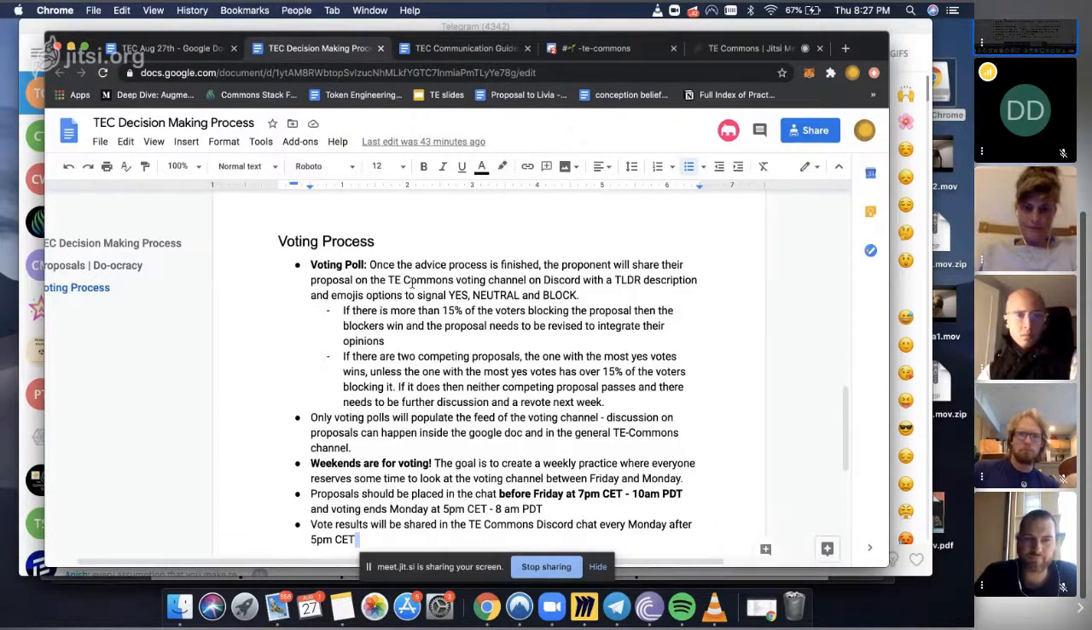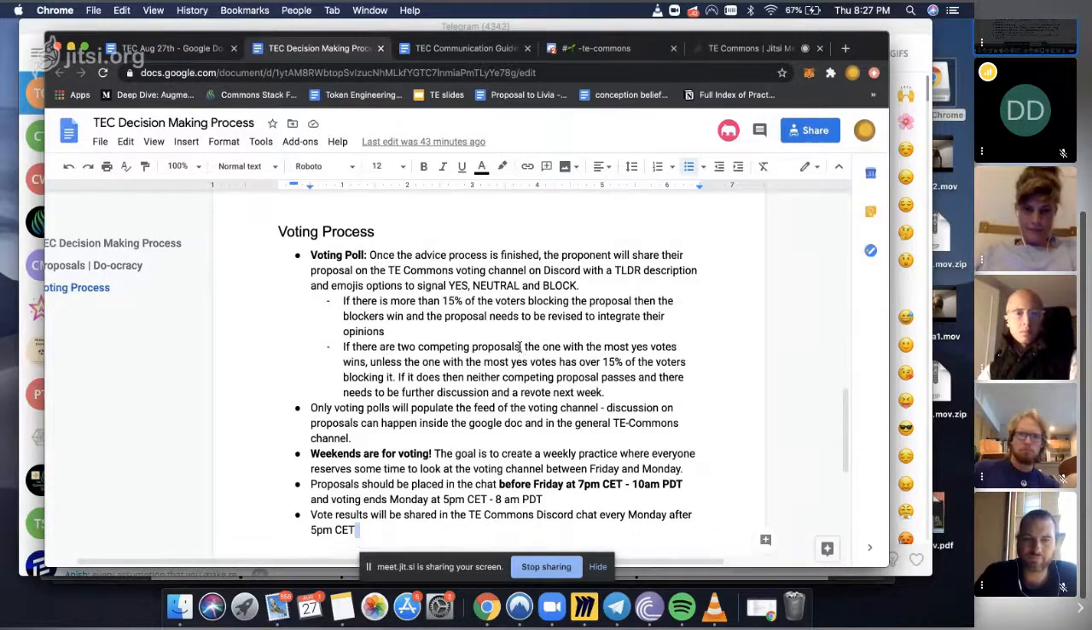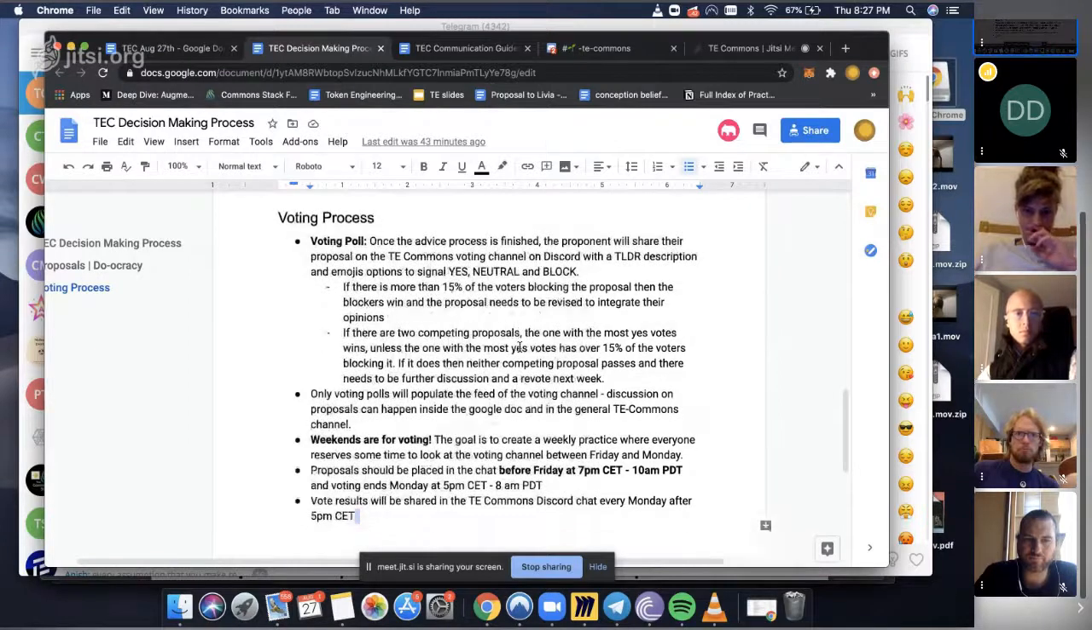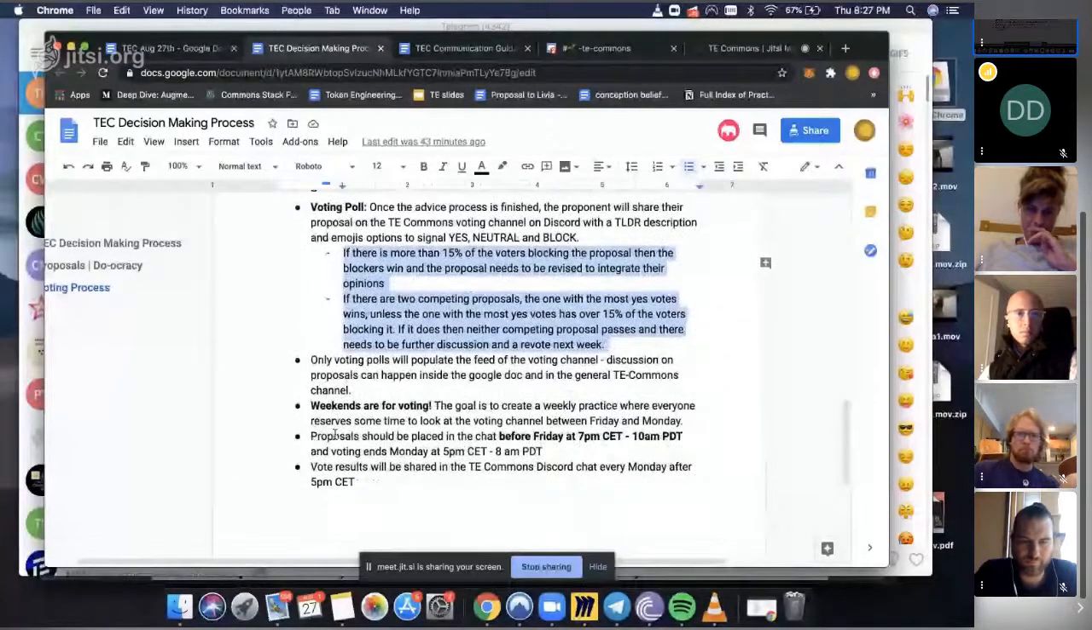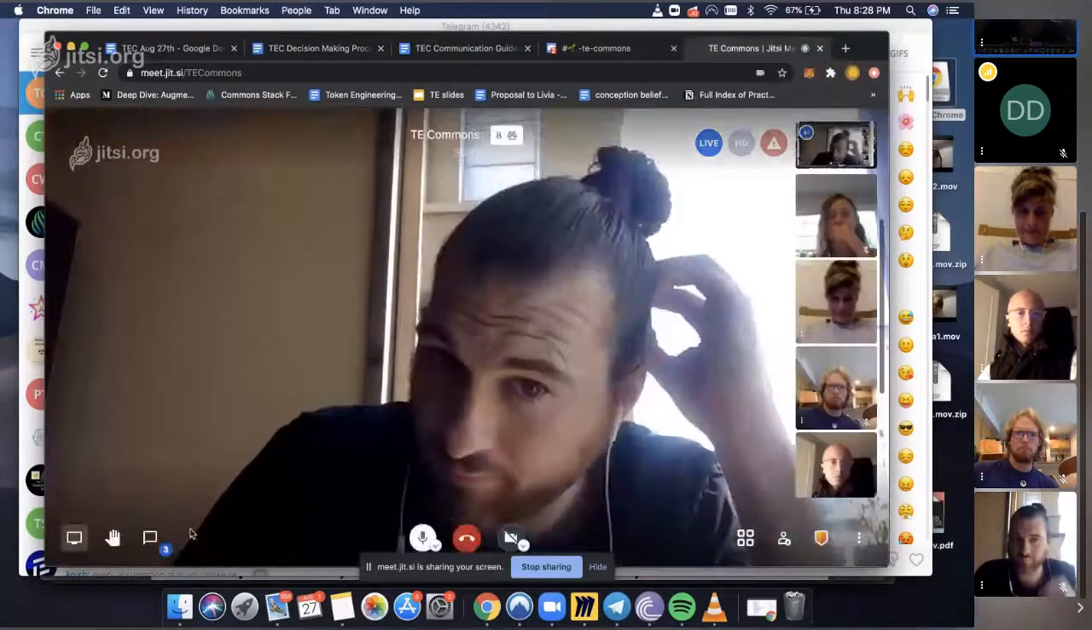And then during the weekend, proposals will be there to be voted on, and they should contain a brief description, the link of the proposal, a signal for yes, neutral, and block. And then you guys can read here what are the parameters that we thought about for the voting. And then at the end of the weekend, we would have a decision on Monday that would be shared in the main chat. And that's it.